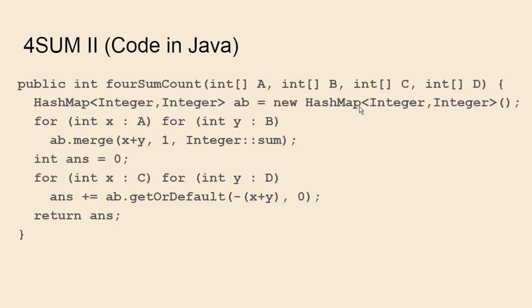So here's the code. It turns out the code is fairly short. We are given four arrays A, B, C, D, and this time the code is in Java. I use one hash map, which stores for every sum how many times it occurs. I iterate through all combinations of A and B, so for every x in A and every y in B, I store x plus y in this hash map, and if it already exists, we increment the counter.